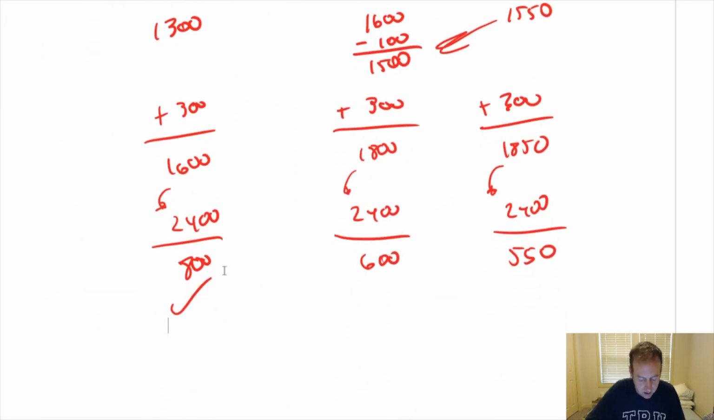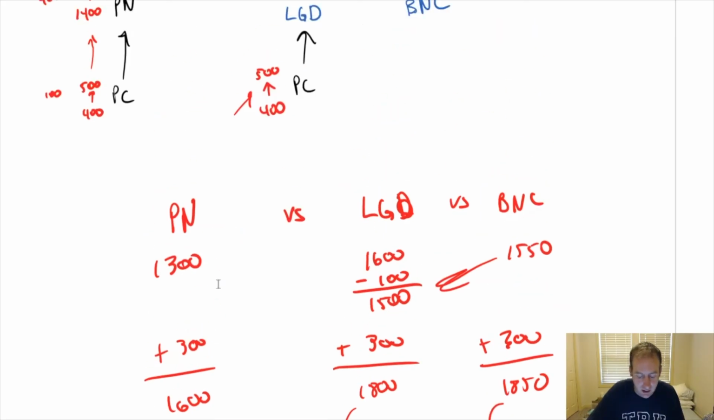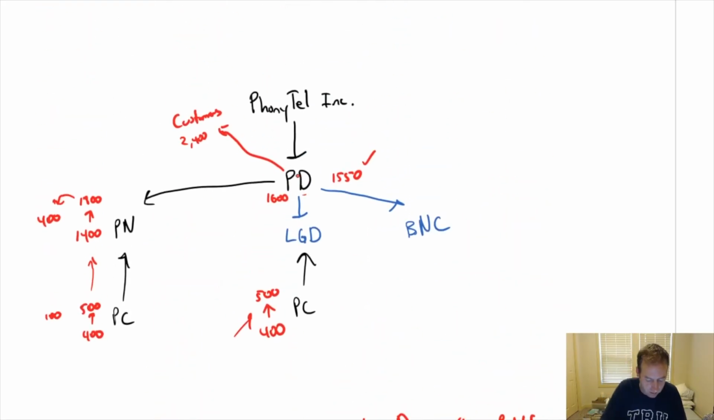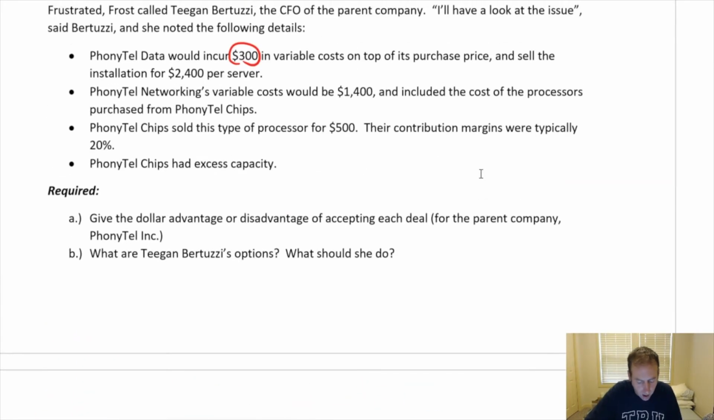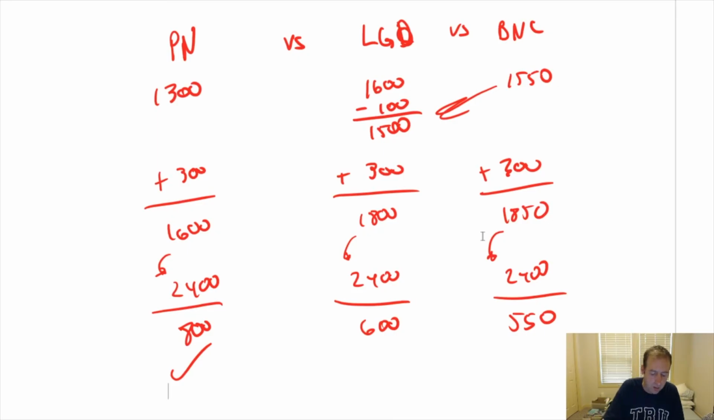So the dollar advantage or disadvantage is, again, you can see the differences there, right? It's an $800 profit from Phonytel Networks, $600 from Little Guy Data, and $550 from Big Name Computer. That's to the parent company. Now to Phonytel Data, the Phonytel Networks offer is the worst, and Big Name Computers is the best. So that's, again, the pull of this type of a question. So I think I've answered that. Give the dollar advantage or disadvantage of accepting each deal. Well, either one of these deals is going to be profitable, but we make the most money if we take Phonytel Networks deal.